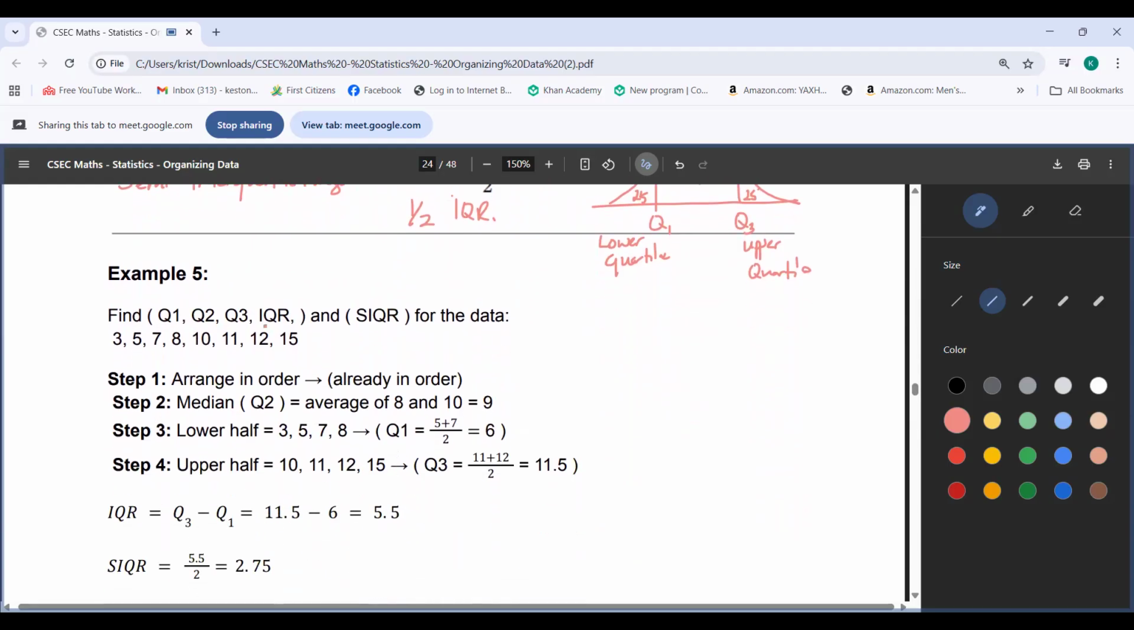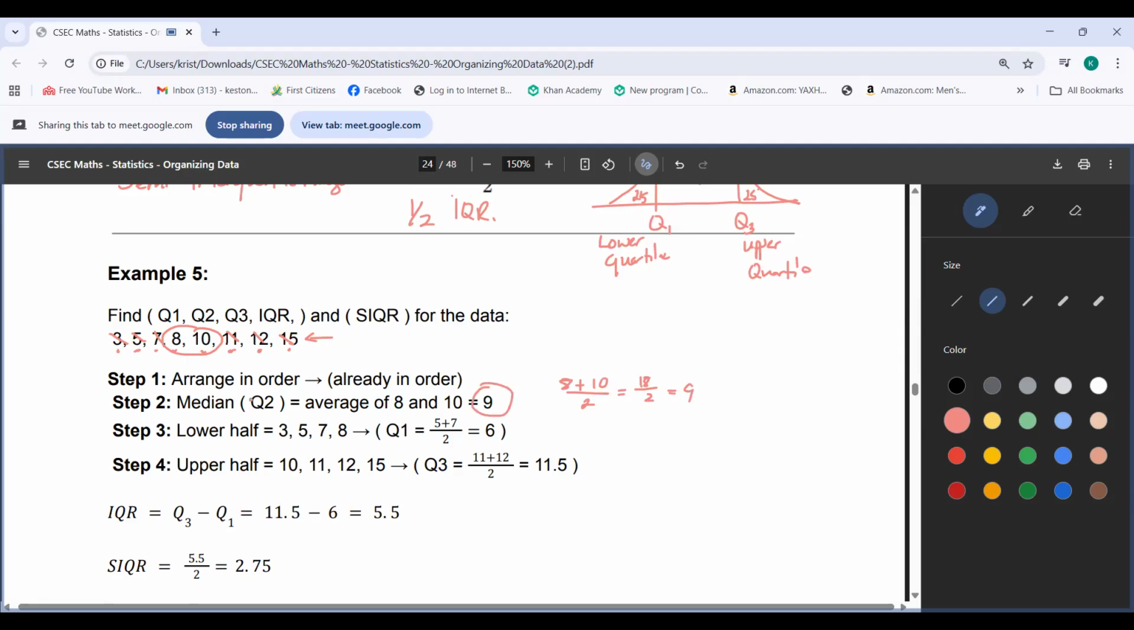Find Q1, Q2, Q3, the interquartile range, and the semi-interquartile range for the data. With ungrouped data, it's pretty easy to find these things because all we need to do is arrange them in order. Now, this is already arranged in order, which works to our advantage. Our Q2, the median, is the middle value. Now, if we look at this, as I mentioned previously, we have 1, 2, 3, 4, 5, 6, 7, 8 values. So it means that if we cross from side to side, we're going to end up with 2 values in the middle. So we have to find the average of these two. So 8 plus 10 divided by 2, that's 18 over 2, gives us a median value of 9.